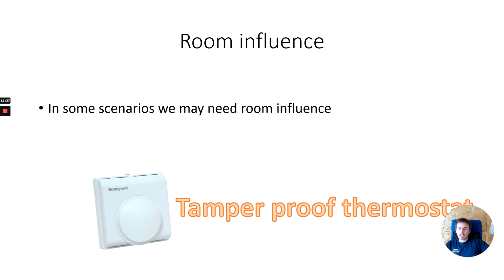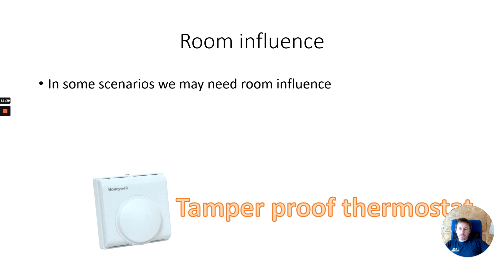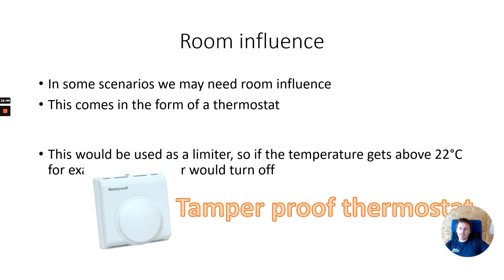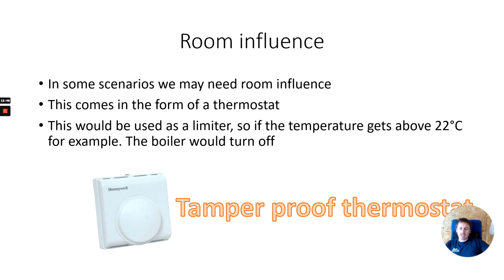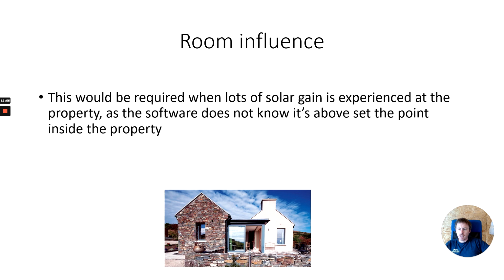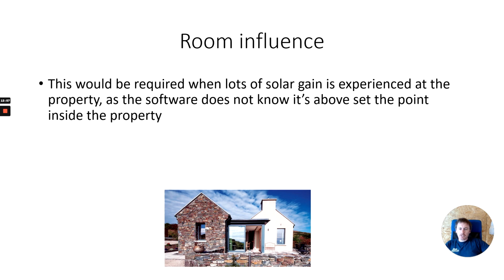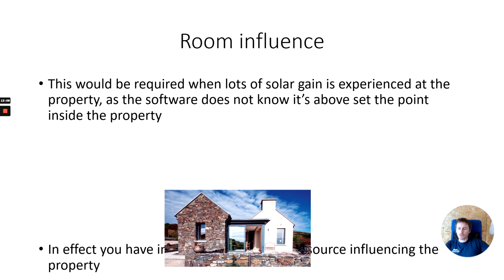So room influence. In some scenarios, we may need room influence. This comes in the form of a thermostat, which would be used as a limiter. So if the temperature gets above 22 degrees, for example, the boiler would turn off. It'd break the link back to the boiler, the switch live. This would be required when there's lots of solar gain experienced at the property, as the software does not know it's above the set point inside the property. It's just pumping away as you've told it to for the curve on a cold day.